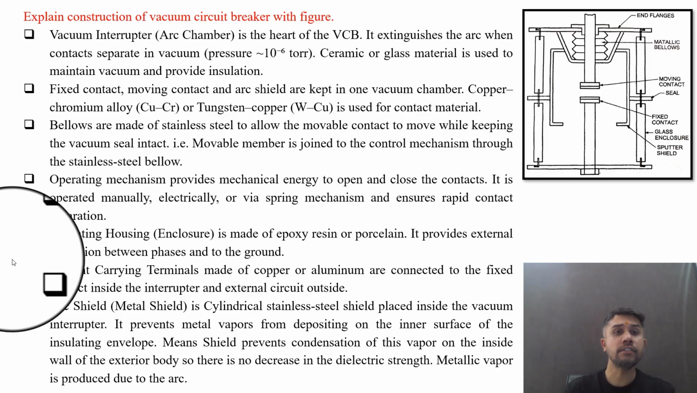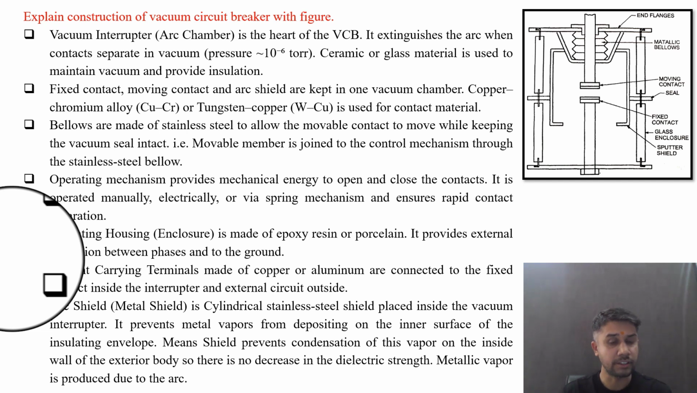Explain construction of vacuum circuit breaker with a proper figure. The vacuum interrupter, that is the arc chamber, is the heart of VCB. It extinguishes the arc when contacts separate in vacuum, that is at a pressure of 10 raised to minus 6 torr, in the range of 10 raised to minus 5 to 10 raised to minus 7 torr. Ceramic or glass material is used to maintain the vacuum and provide insulation in between. Fixed contact, moving contact and arc shield are kept in one vacuum chamber.